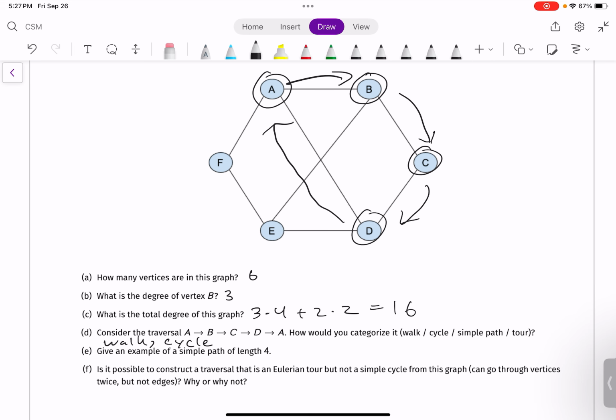What about a simple path? Well, this would not be a simple path because we can't repeat vertices. What about a tour? Yes, this is a tour because we start and end at the same vertex.